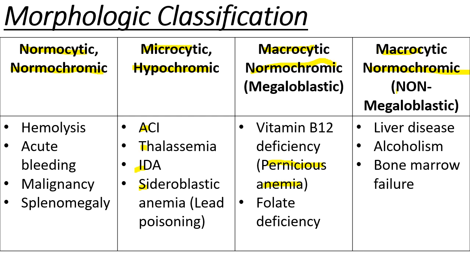Sa macrocytic normochromic non-megaloblastic anemia, walang persisting blast, no? Walang masyadong malalaking mga blast, pero ang eventual result enlarge yung mga mature RBCs. So kailan nangyayari ito? Sa mga liver diseases, alcoholism, and bone marrow failure.